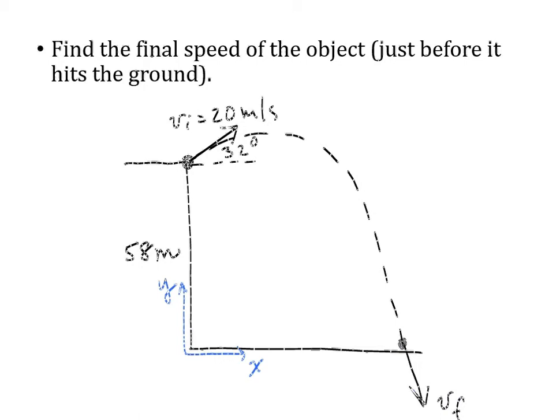The final velocity vector is indicated. We also have the coordinate system almost kind of hiding there. I'm taking to the right to be the positive direction and up to be the positive direction. Well, let's see how to solve this problem.